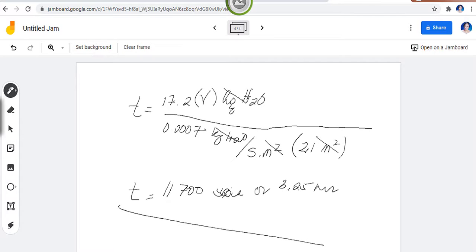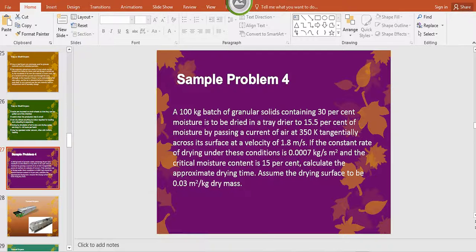The drying time based on the rate of drying. So we did solve it using dimensional analysis. We didn't use any formula, but we used only dimensional analysis coupled with the very ordinary material balance, accounting for the amount of water that was vaporized. So we will continue now with our slides, and that's our sample problem number 4.